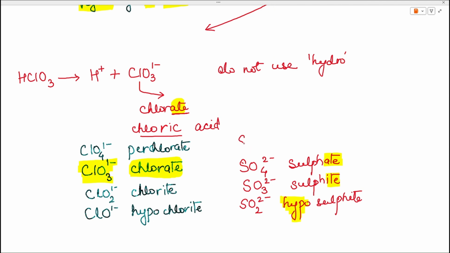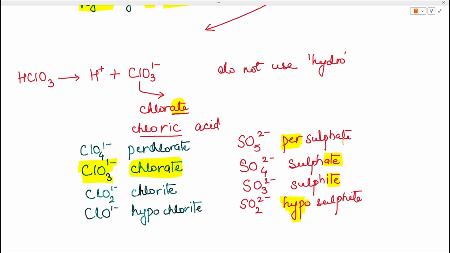So I'm going to take SO4 2 negative and add one oxygen to it, so it makes it SO5 with a 2 negative, and now this will be called persulfate. So you can see clearly over here that I added the prefix per, and then the rest of it remains the same.